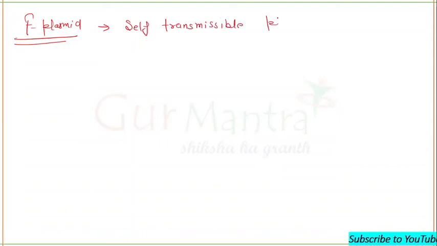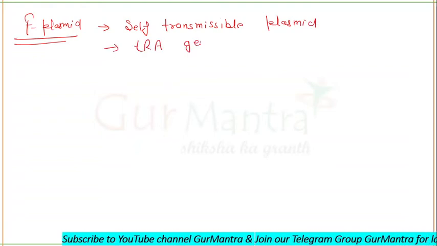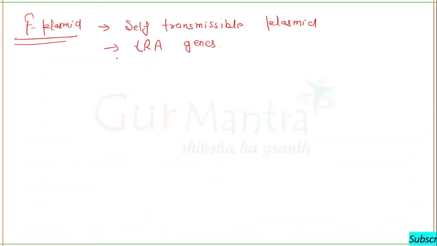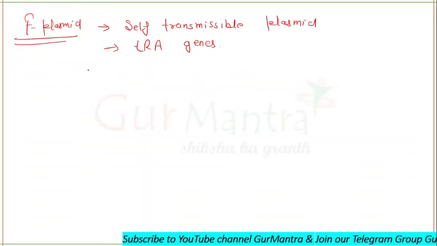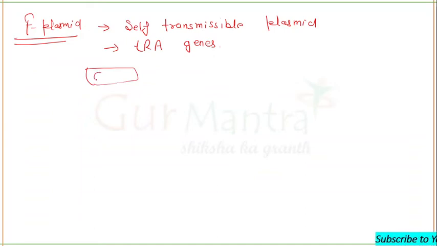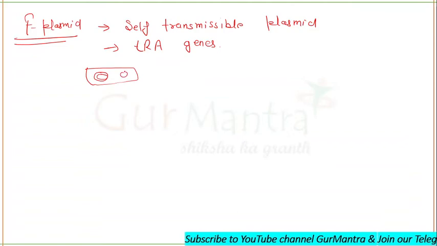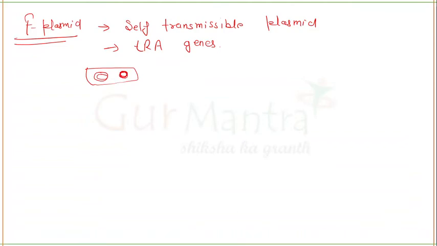Okay, so will it have any TRA genes? Surely it will have TRA genes, because only those plasmids who have TRA genes could be transmissible plasmids, right? If a cell, this is a cell, is having its own DNA, along with it, it has this plasmid.